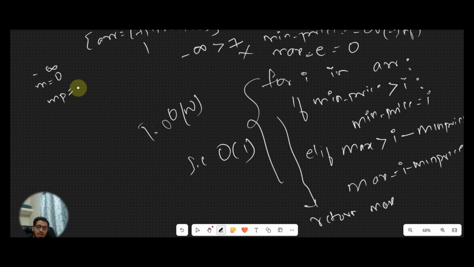Let's say MP is the minimum price. MP is equal to 7 here. It will not execute the else if condition. It will move forward to 1. Now check. The minimum price is 7. Is 7 greater than 1? Absolutely yes, 7 is greater than 1. So we'll update the minimum price from 7 to 1.